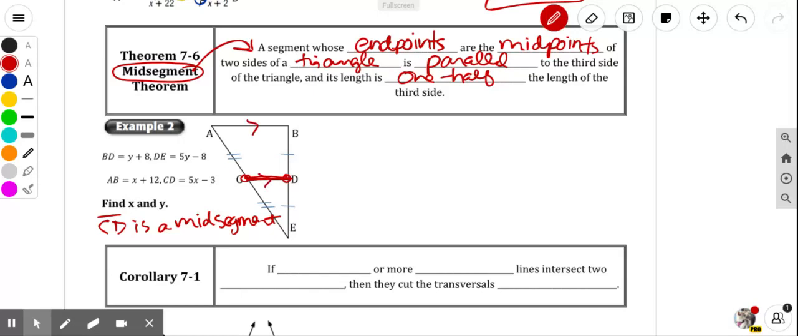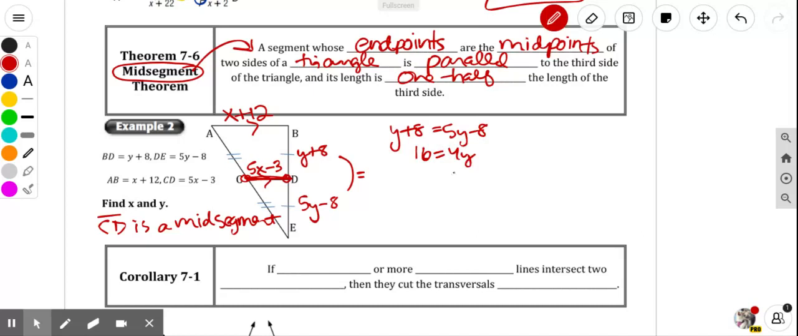And then also it says BD is y plus 8, and DE is 5y minus 8. And then AB is x plus 12. CD is 5x minus 3. So we're going to solve for x and y separately here. Obviously, these two are just equal. That's pretty straightforward. Y plus 8 equals 5y minus 8. So that's going to be 16 equals 4y. Y is 4.